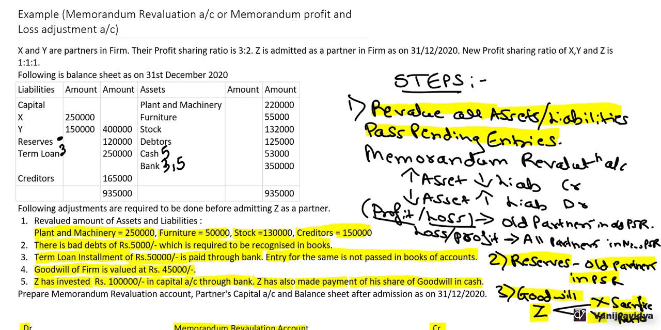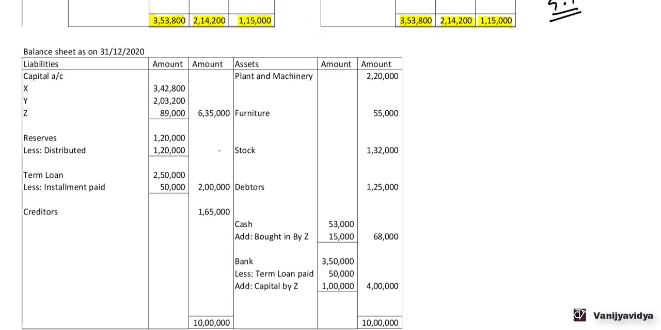Now this is a balance sheet. In the balance sheet, we have the capital account. The capital account we will take from the partners. Then there are some adjustments for reserve, term loan, creditors, then cash and bank. Those adjustments we will do, and all other amounts we will take as they are. For these adjustments, we will put the amount in the inner column and then adjust it in the balance sheet itself. So now this is a balance sheet as on 31st December 2020 after the admission of the partner.